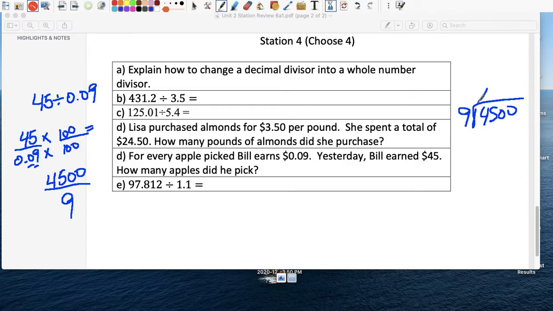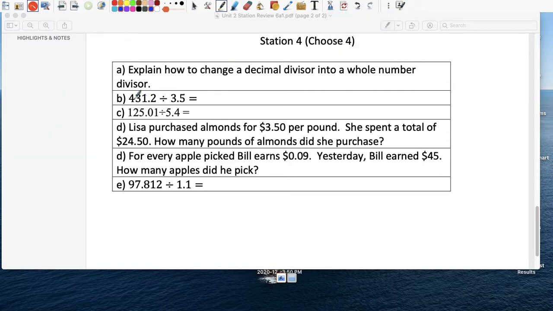9 goes into 4? No. 9 goes into 45? Yes, 5 times. 5 times 9 is 45. 0. Bring the 0 down. Can 9 go into 0? 0 times. Bring the other 0 down. Can 9 go into 0? Yeah. How many times? 0 times. My answer is 500, which means what? He picked 500 apples yesterday. Last question.